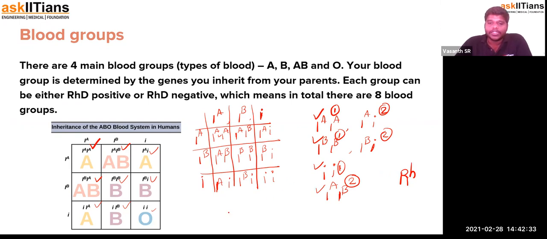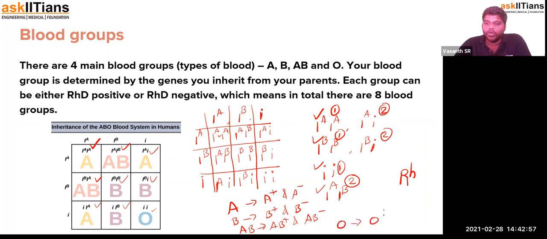So if the person has A blood group, there are two possibilities: A positive and A negative. And if the person is B, there could be B positive and B negative. If the person is AB, there could be AB positive and AB negative. And if the person is O, there could be O positive and O negative.